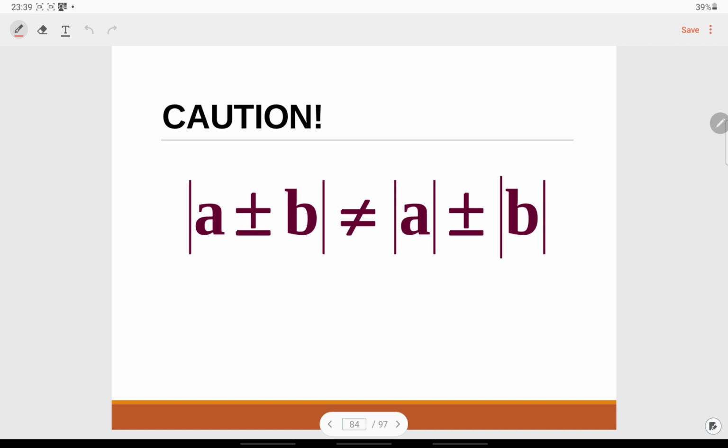Remember that the absolute value of a plus b is not equal to the absolute value of a plus the absolute value of b. Same goes with the subtraction. The absolute value of a minus b is not equal to the absolute value of a minus the absolute value of b. Okay, remember.